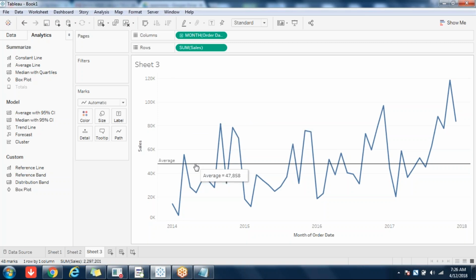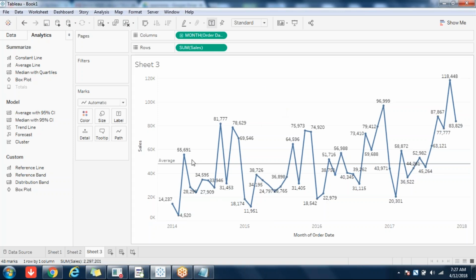Why? Because it is giving you average sales for all these data points. It is not easy to calculate it on the fly, right? So you need this. So this reference line will help you to understand how the remaining data points are placed with respect to that line, correct? Good. So that is a reference line.